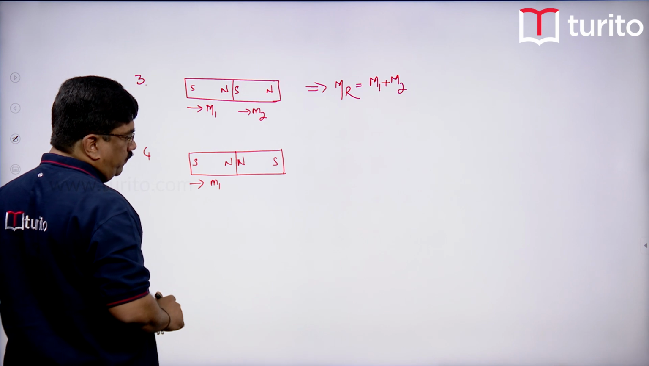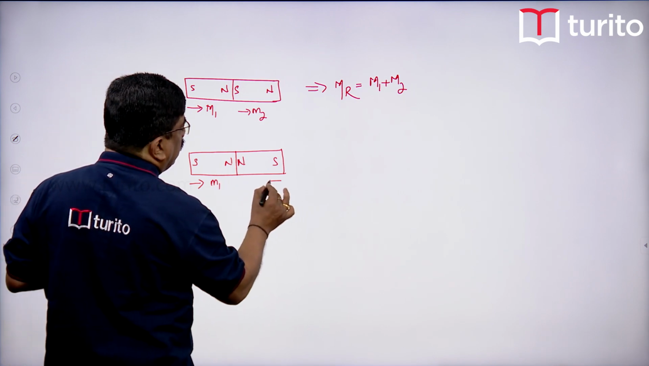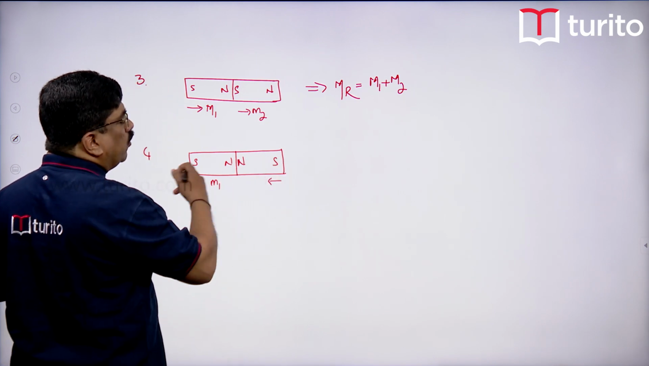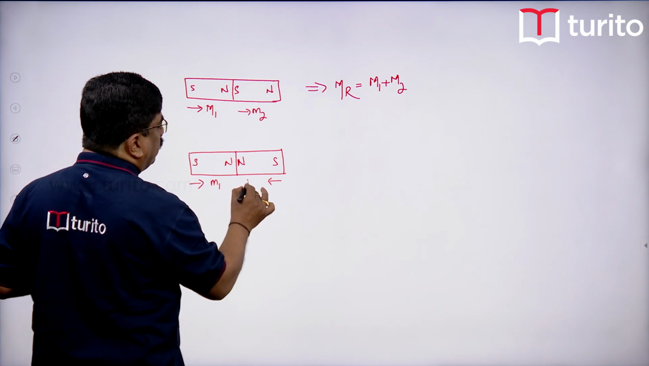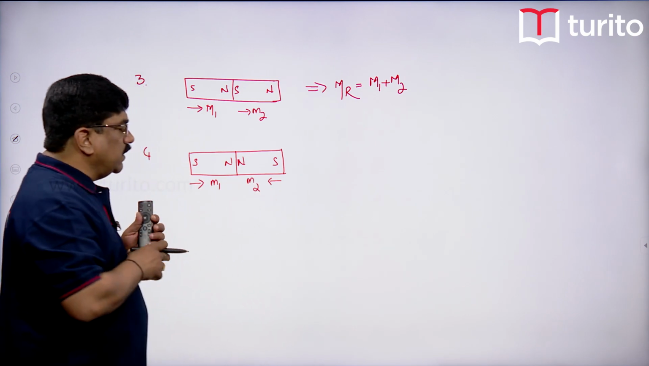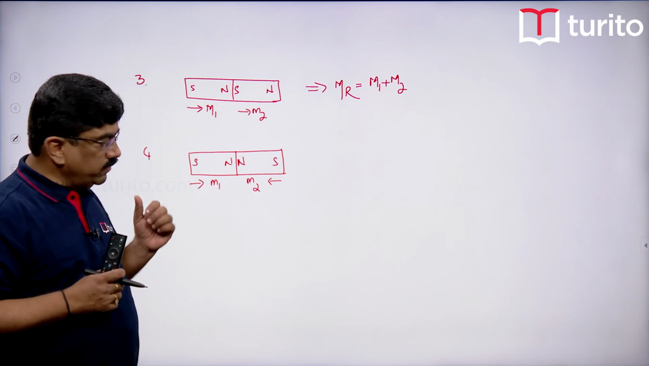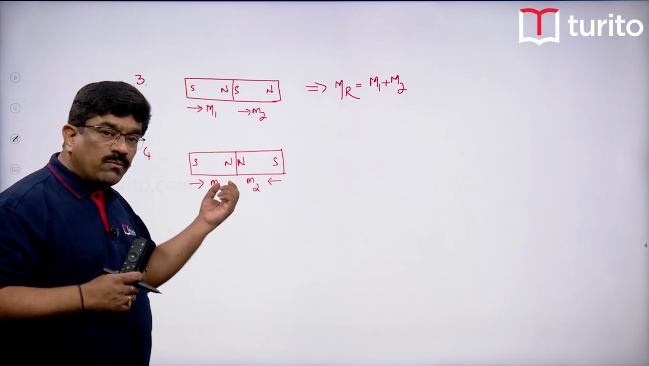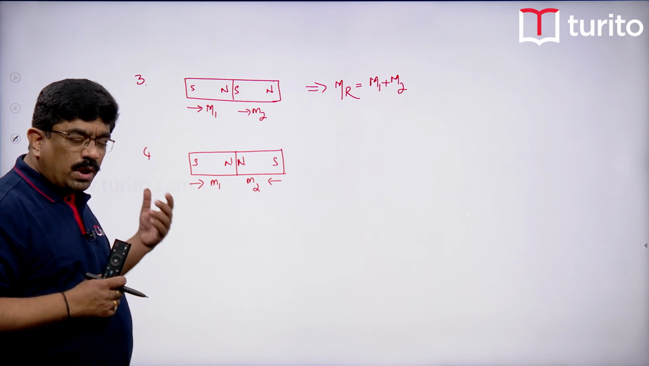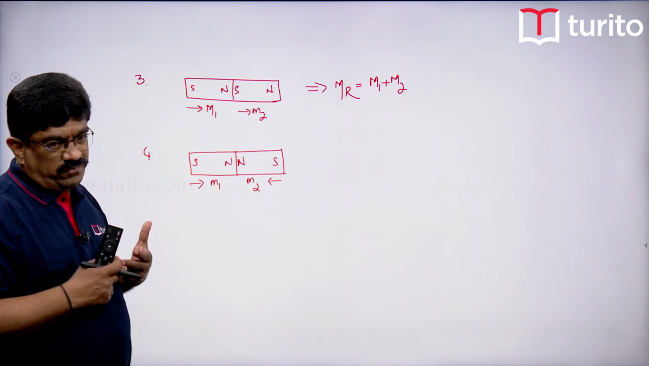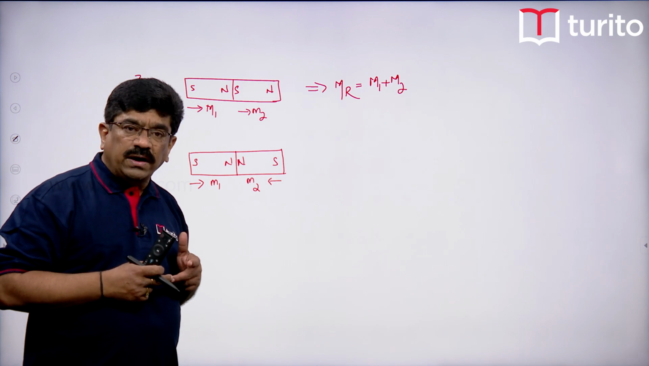is towards right. For the second magnet, south to north means it is towards the left side, its magnetic moment is m2. For the first one, magnetic moment m1 is towards right. For the second one, the magnetic moment m2 is towards left. Both are in opposite direction. Magnetic moment is a vector quantity.